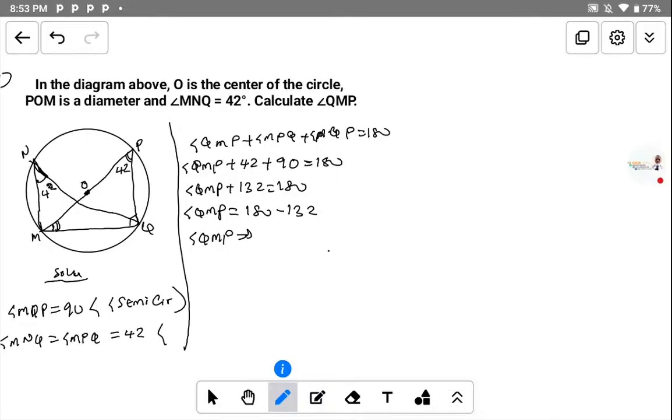What will be the answer now? Subtract 132 from 180. What is your answer? I need the response in the comment section. So what will be the answer?